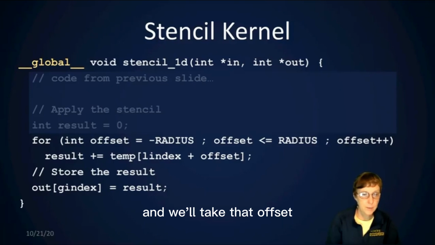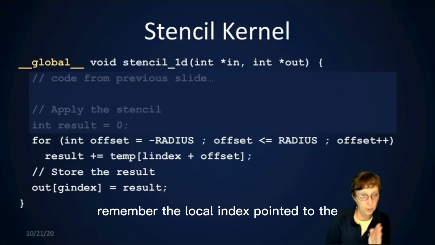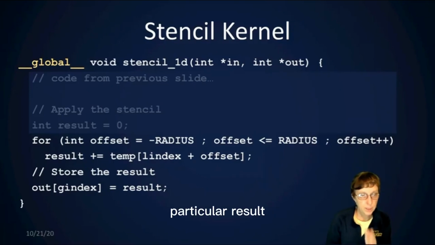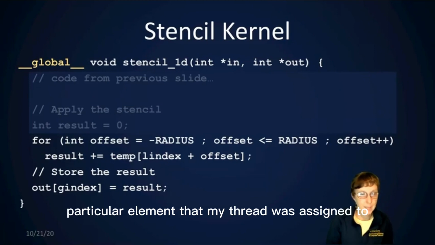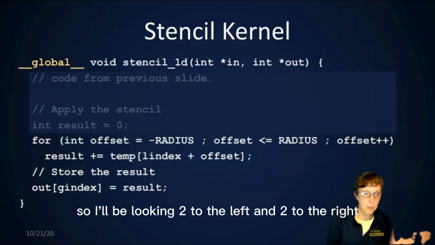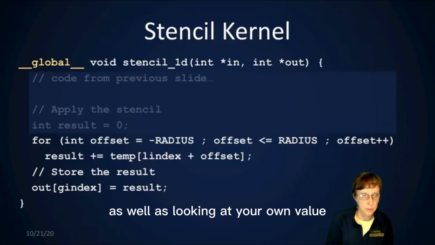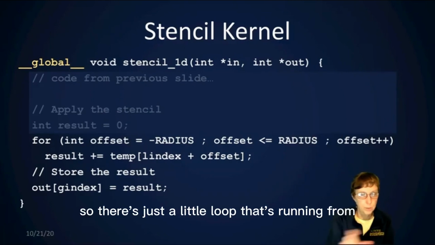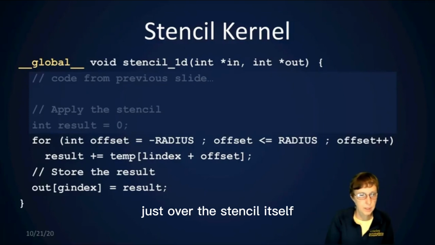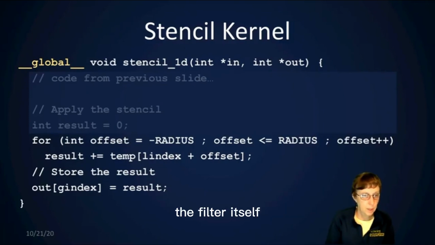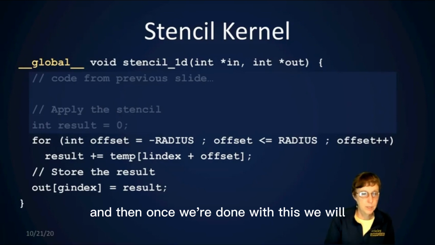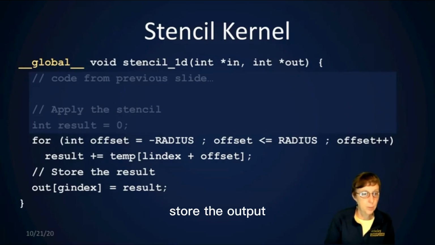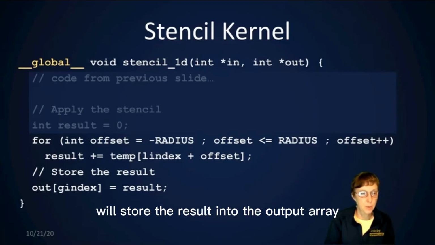And we'll take that offset and add it to the local index. Remember, the local index pointed to the particular element that my thread was assigned to. So I'll be looking 2 to the left and 2 to the right, as well as looking at my own value by running this loop. So this is just a little loop that's running over the stencil itself, the filter itself. And then once we're done with this, we'll store the result into the output array.